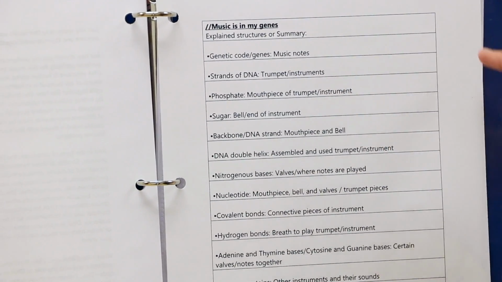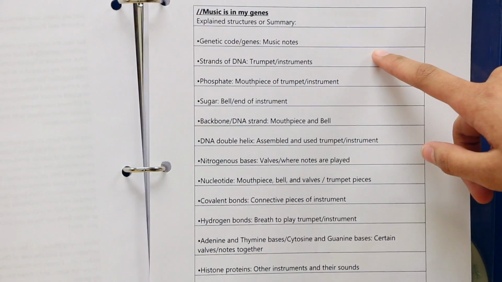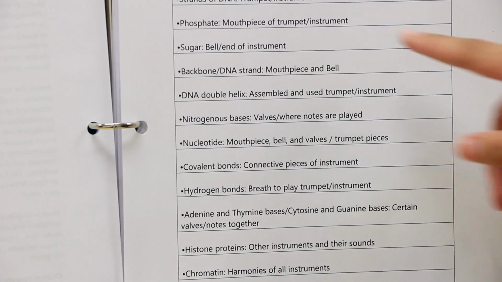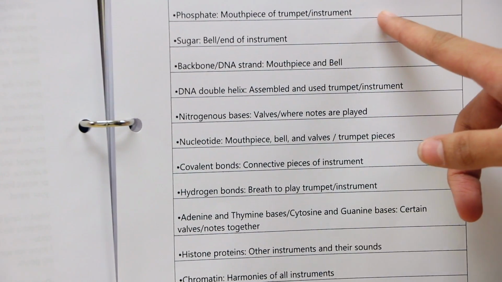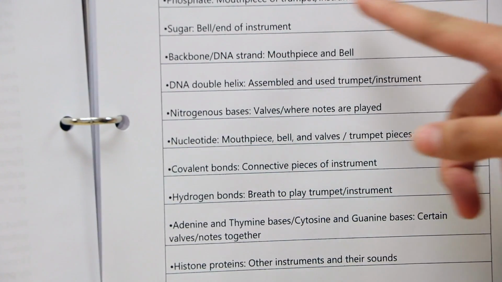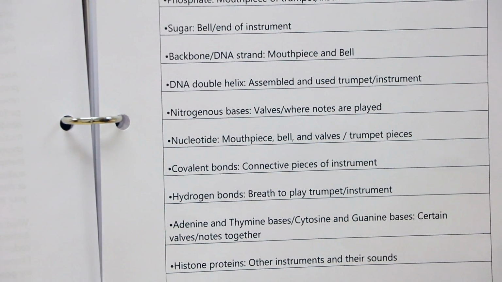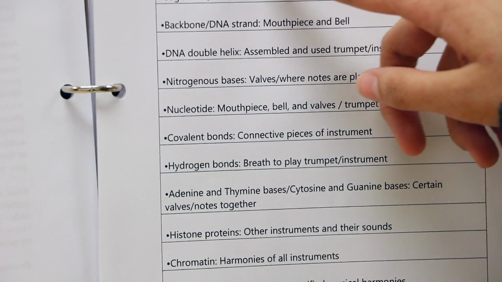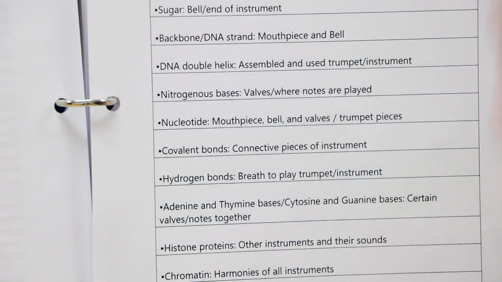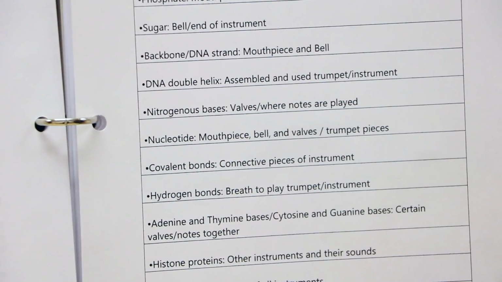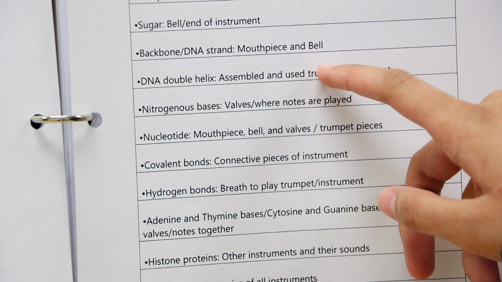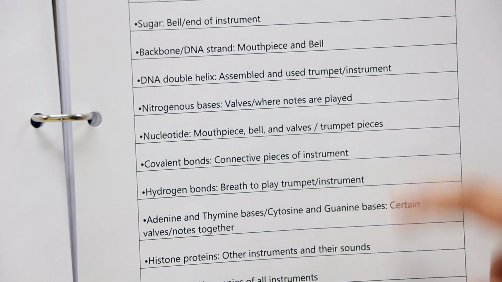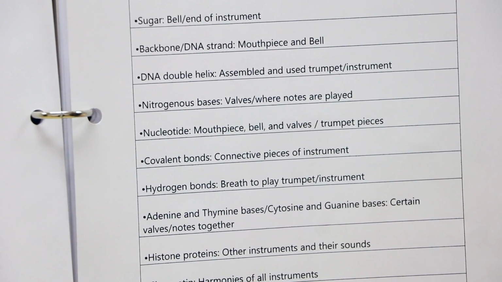So genetic code or genes are compared to music notes. The strands of DNA are compared to trumpets and instruments. Phosphate, part of the nucleotide, is compared to the mouthpiece of the trumpet or instrument. The sugar, also part of the nucleotide, is like the bell or the end of the instrument. And the backbone of the DNA strand is compared to a mouthpiece and the bell together. So that's phosphate and sugar together, which would make the backbone, which also relates to actual DNA. And the DNA double helix is like the assembled and being used trumpet. And the nitrogenous bases would be the valves where the notes are played.